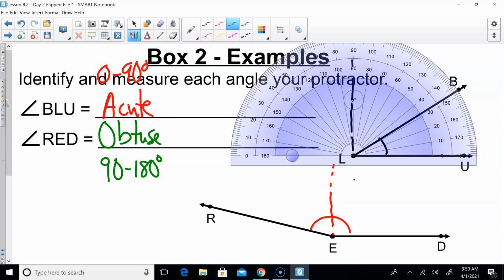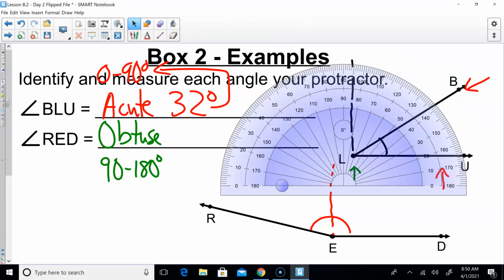So we're going to line up right there. Notice that the circle point right there, where those two lines meet, that right angle, is on the vertex. And it looks like this is approximately 32 degrees. I checked, that fits in between there. So I was reading the inner scale, not the outer scale, because that would have said 148, and that would not be a correct answer. So let's make sure we're using the right side of the protractor.